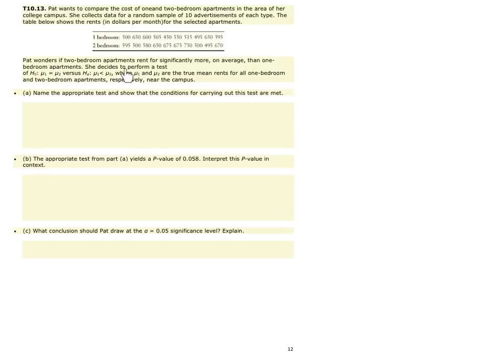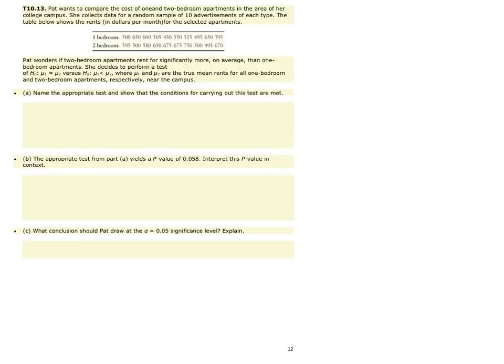Pat wonders if 2-bedroom apartments rent for significantly more on average than 1-bedroom apartments. She decides to perform a test. H sub O, she says mu of 1 is equal to mu of 2, versus H sub A, mu of 1 is less than mu of 2, where mu of 1 and mu of 2 are the true mean rents of the 1-bedroom and 2-bedroom apartments, respectively. Name the appropriate tests and show the conditions for carrying this out.